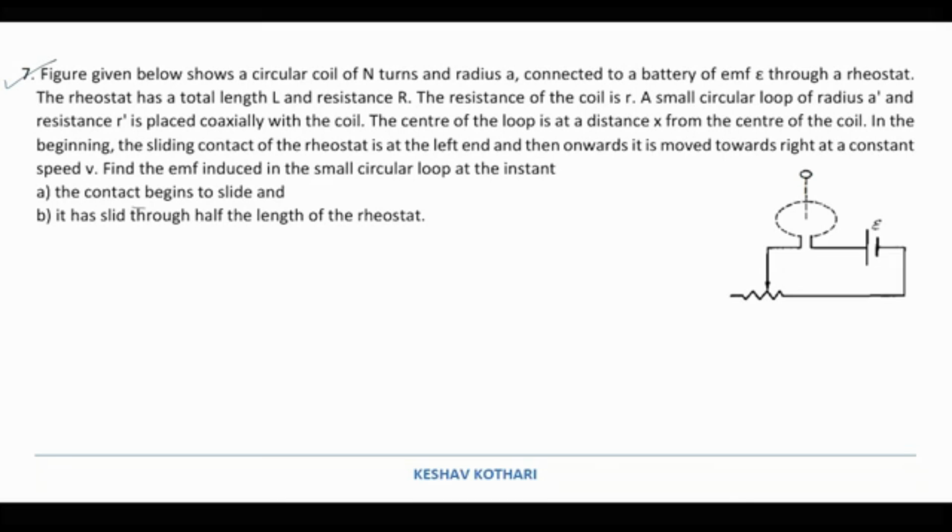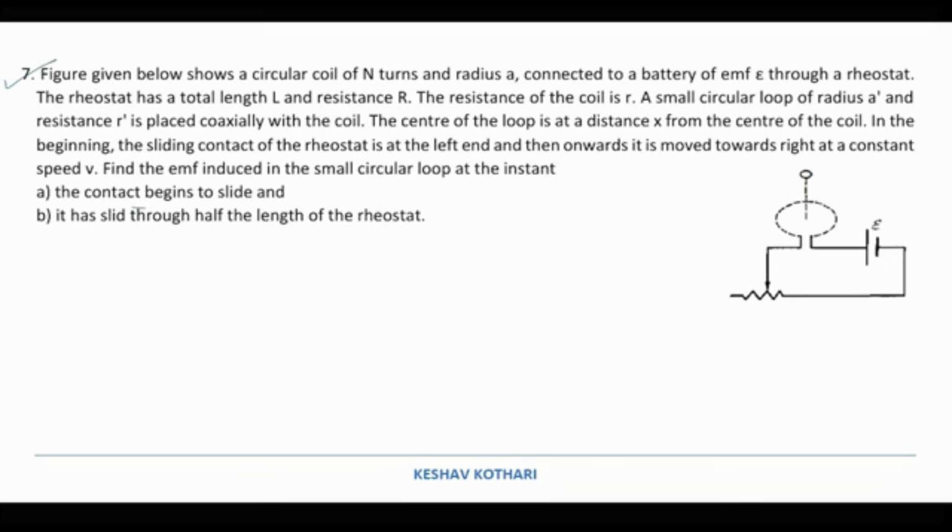In the beginning, the sliding contact of the rheostat is at the left end and then it moves towards the right at a constant speed v. Find the EMF induced in the small circular loop at the instant the contact begins to slide, and in the B part, when it has slid through half the length of the rheostat. So if we consider this problem, we consider it in this way.